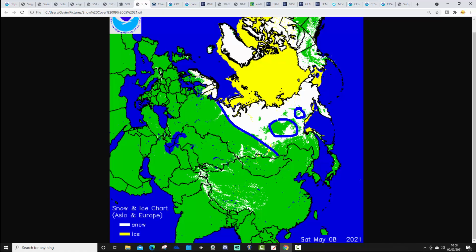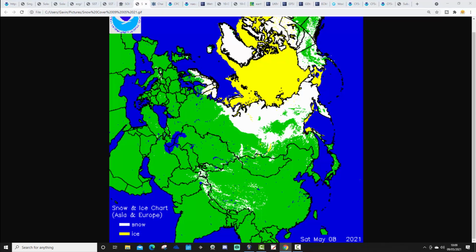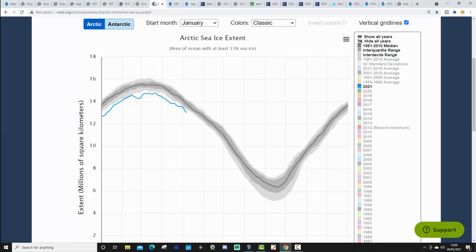So yeah, the snow line continues to retreat back into the depths of Siberia, northern Siberia, and it's not going to be long now before Russia and Siberia and Eurasia is completely snow-free, except over mountainous areas. Still quite a bit of snow across the northern parts of Scandinavia, you'll notice, in towards the Arctic Circle. But very quickly now, snow cover is disappearing, as you'll expect, as we move into the Northern Hemisphere summer.